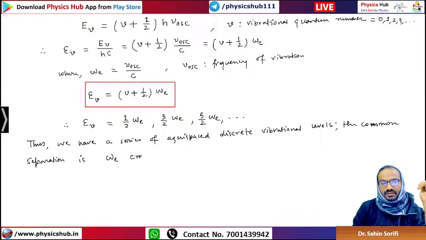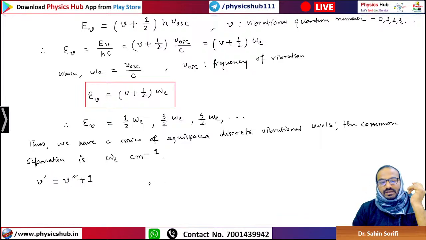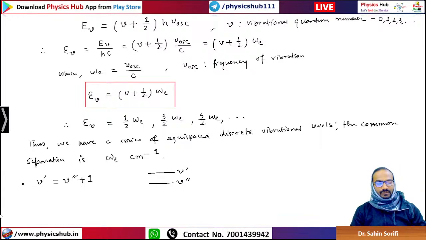And what is the unit? As we have evaluated in terms of wave number, the separation is omega E centimeter inverse. Don't think it is written in joule, because when you use capital E_V, it will come in joule, but when you are using curly E_V, it will come in wave number, length inverse. Now, consider V double prime as the lower state. If you add 1 unit, you go to V prime. So V prime equals V double prime plus 1.